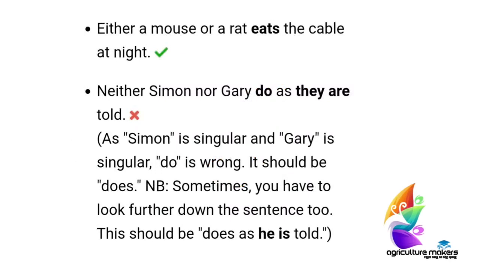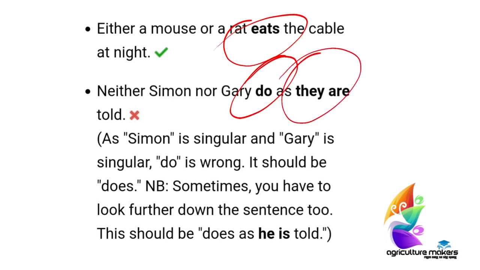We are having another example. Yes, here they have used the main verb as singular. Either a mouse or a rat eats the cable at night, and it should not be neither Simon nor Gary do as they are told. Here "do" is plural, "they" is plural and "are" is plural. It is wrong because they don't mention Simon and Gary collectively. Instead, they are mentioning any one of them. So it should be neither Simon nor Gary does as is told. So keep this in mind.